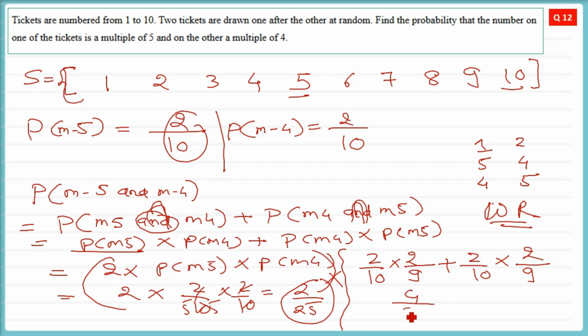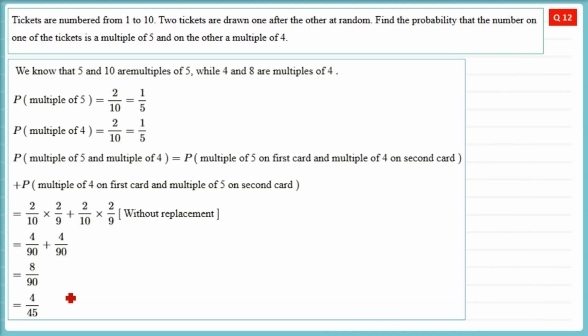So when you compute this, it will be 2 into 4 by 90, that is going to be 8 by 90. 8 by 90 is the result we are talking about. You can write it as 4 by 45. So we are assuming the replacement is not done. So this is how this will be done.